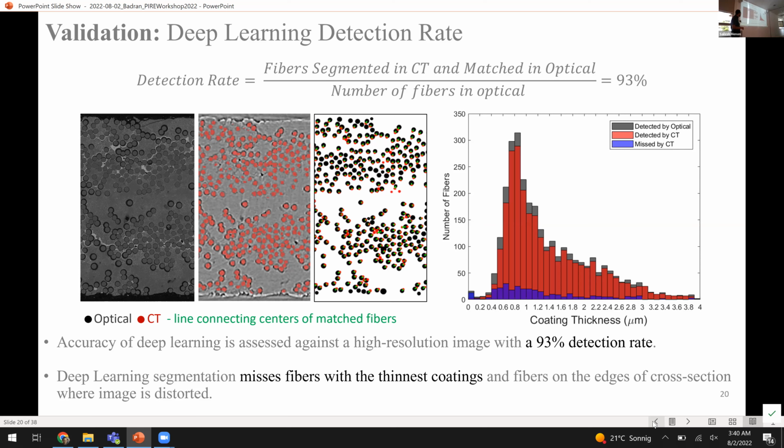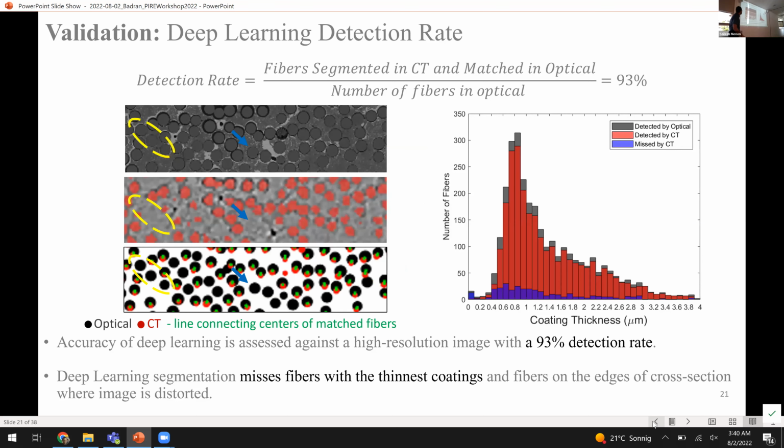If we explore more on the accuracy here, of why it is a 93% detection rate, you'll see that the deep learning can miss some of the fibers that you will miss by eye. So these are some fibers that you can see on an optical image here that are really faded away because of the thin coatings in the CT image. And now you can sort of believe a model. If a human can't really identify it, then you can cut the model some slack. So it's good that the model is not making up where the fibers are.